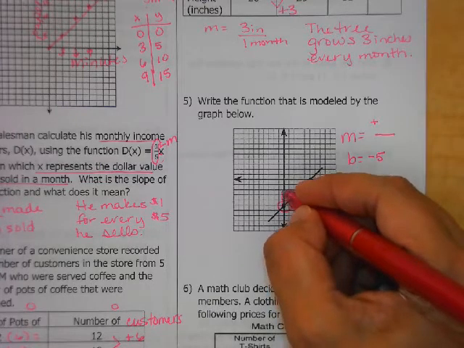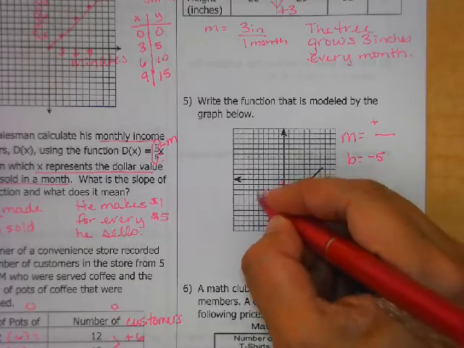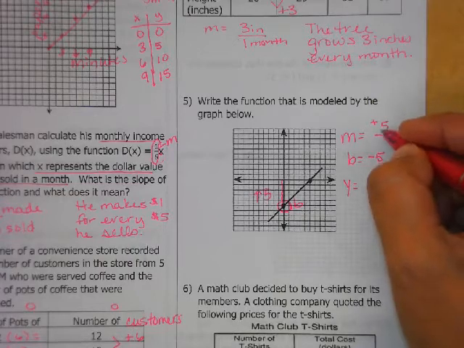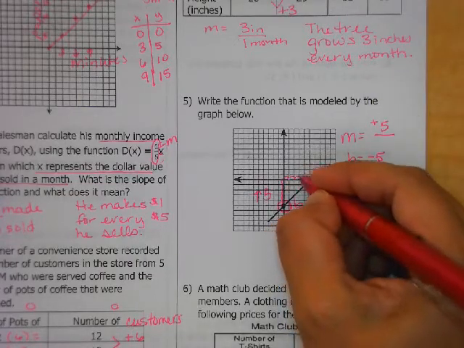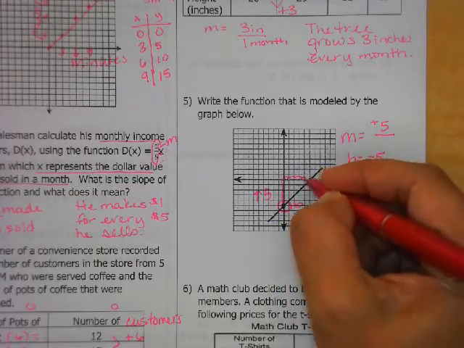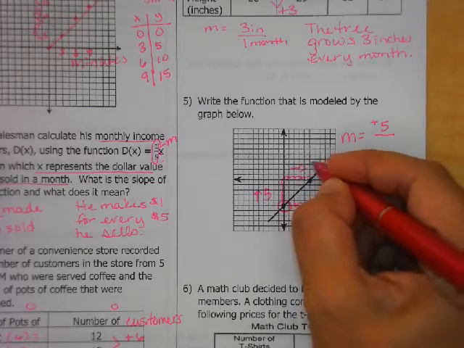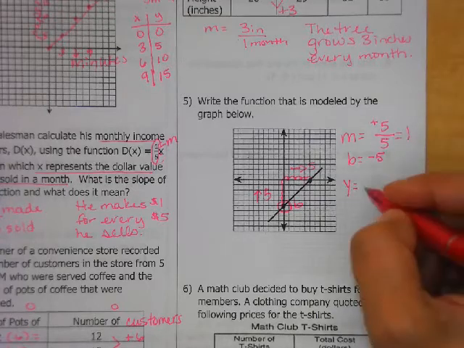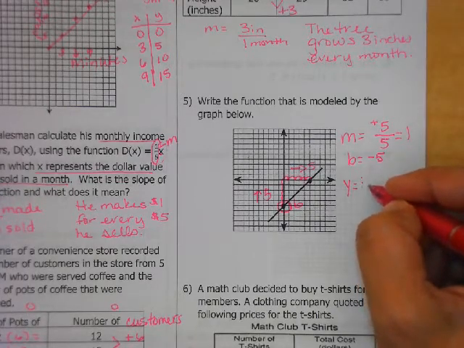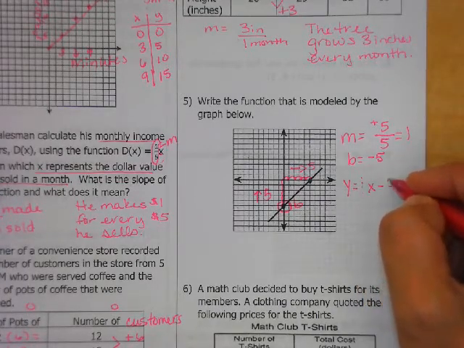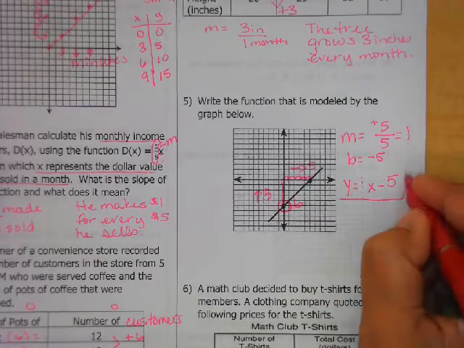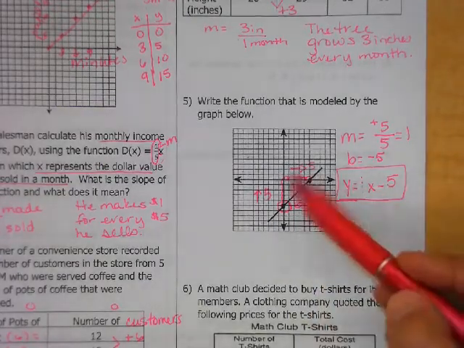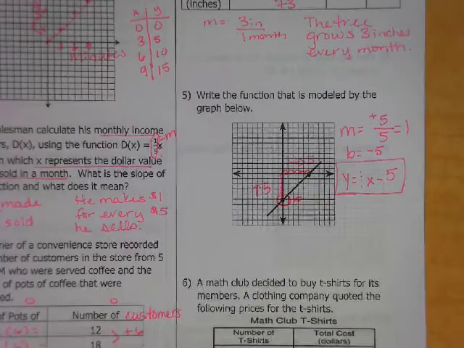1, 2, 3, 4, 5. That's a positive because we went up. So it's my rise. 1, 2, 3, 4, 5 to the right. That is also a positive. So this simplifies to 1. So y equals, you can write 1x or just x minus 5. That is your equation. This is a non-proportional equation. It does not go through the origin.